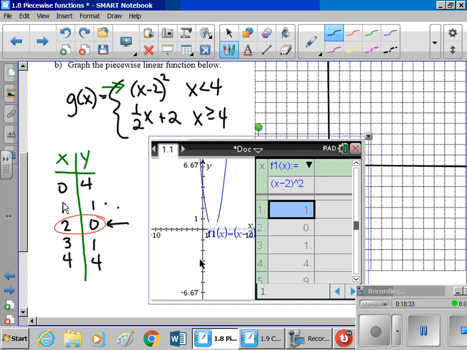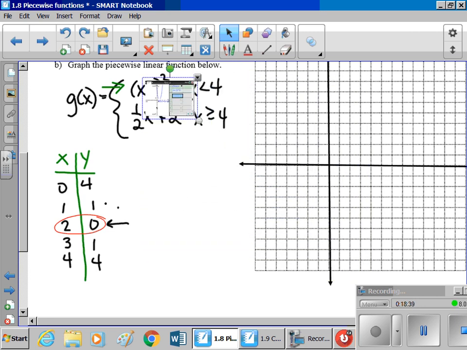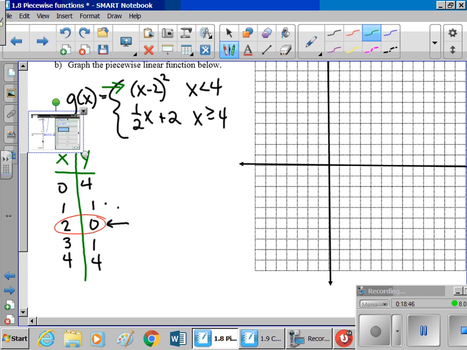So we know that these will be symmetric. So let's just take this now and move this out of the way, and graph these. So this was a green function. So 0, 4, 1, 1, 2, 0, 3, 1, and 4, 4. But if we look, remembering right here, at 4, it's going to be an open circle. So let's change this one to an open circle.